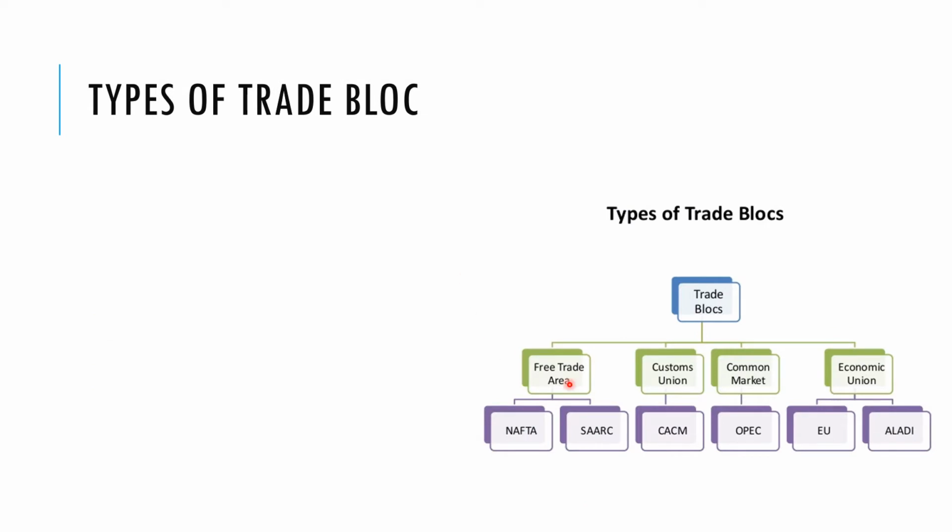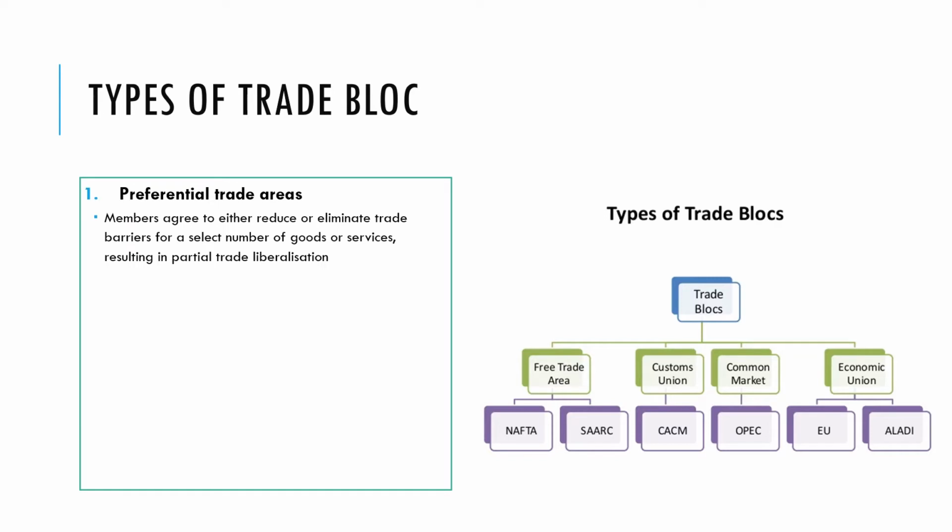So there are lots of different types of trade bloc that come under the title of trade blocks, and we need to be aware of 5 different types. The first one is what's known as a preferential trade area, and that is where countries agree to eliminate trade barriers, for example, tariffs, on particular goods and services. So not all goods and services, but maybe on a couple of key items. So China might say to Japan, we will remove tariffs on your bikes, and Japan might say, well, we will in return remove tariffs on your clothes, and they have created a preferential trade area together.